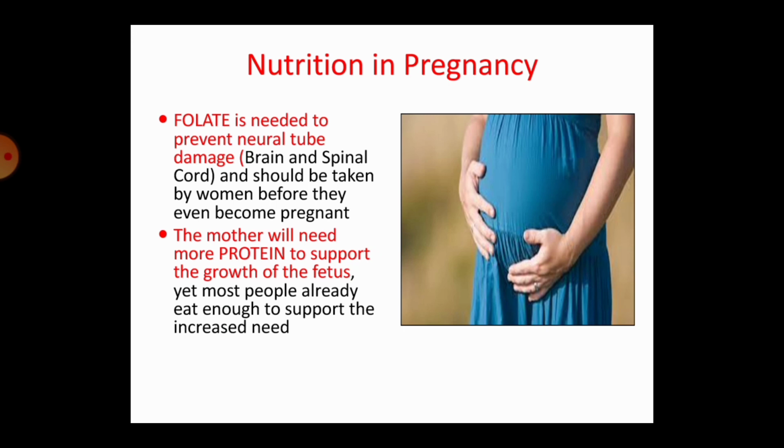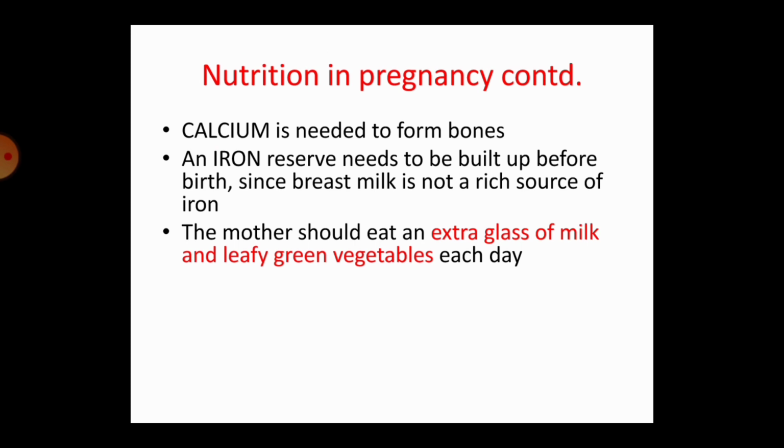Next, let us discuss nutrition in pregnancy. In pregnancy, there are two components which are needed in large amounts, that is folate and iron. Folate is needed to prevent neural tube defects and brain damage, and it should be taken by all women in the reproductive age group before they become pregnant. The mother needs more protein to support the growth of the fetus, yet most people already eat enough to support the increased need. Calcium is needed for the growth of bones. Iron reserve needs to be built up before birth. Since breast milk is not a rich source of iron, the mother should eat an extra glass of milk and green leafy vegetables every day.